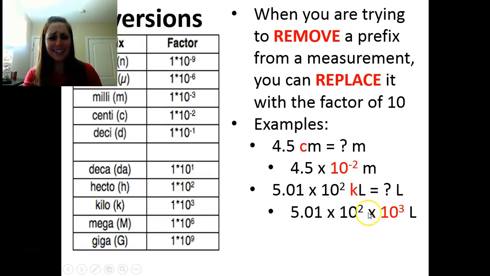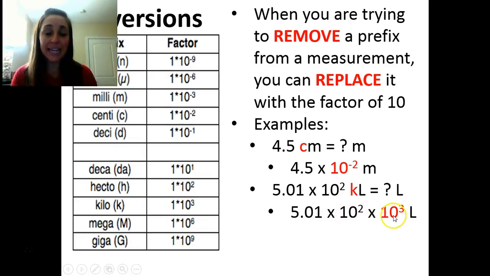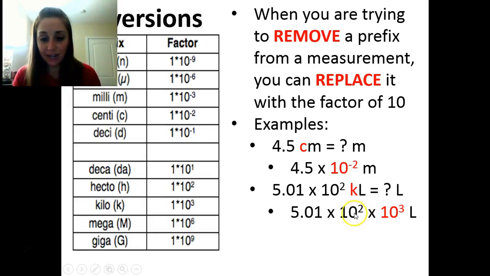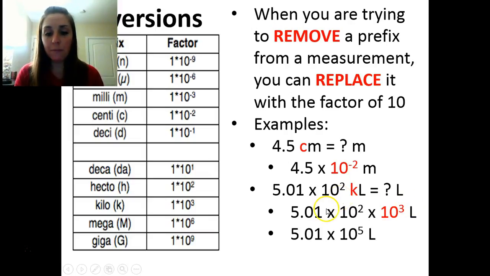Now I can't leave it like this because this looks really weird. 5.01 times 10 to the second times 10 to the third liters. So I have 2 numbers with the same base and different exponents. And if you're in my class, you know that when you multiply, you add up high. So I am multiplying here, 10 to the second times 10 to the third. I have the same base, so I add my exponents. Well, what's 2 plus 3? And that's 5. So this is going to be 5.01 times 10 to the fifth liters.